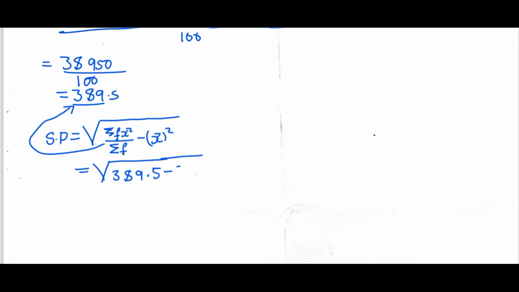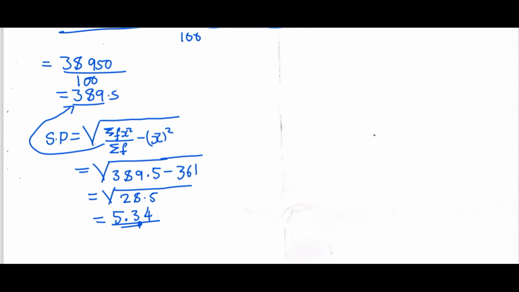So 361. Then let's find the difference. 389.5 minus 361, so I'm getting 28.5, the square root of this number, so I'm getting 5.334. So if we want to leave it in 3 significant figures, so we have it.